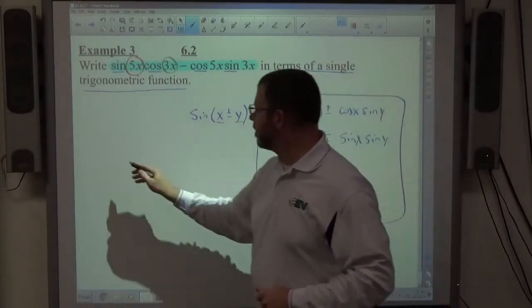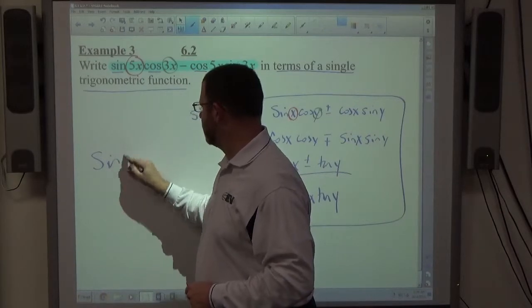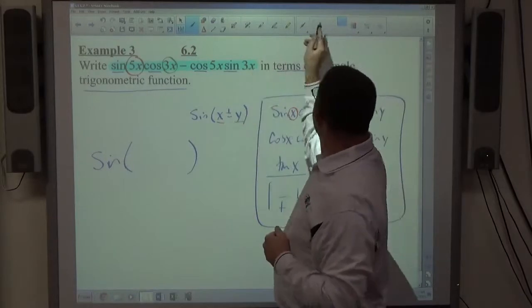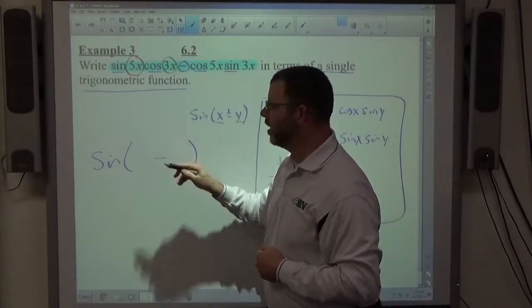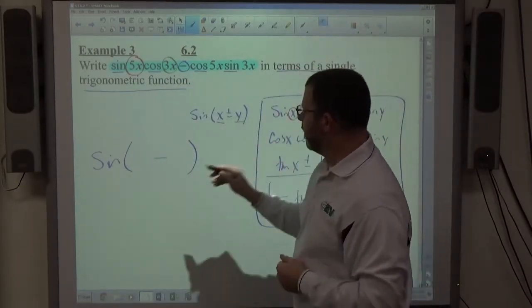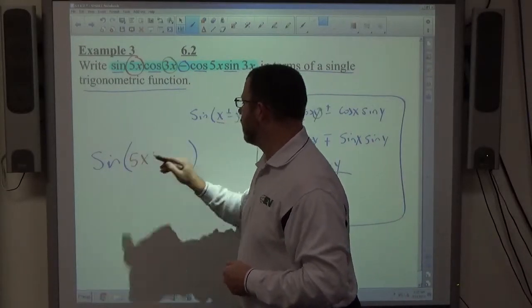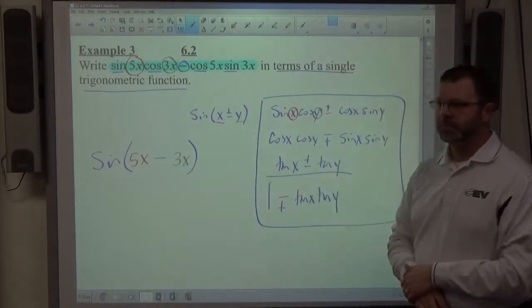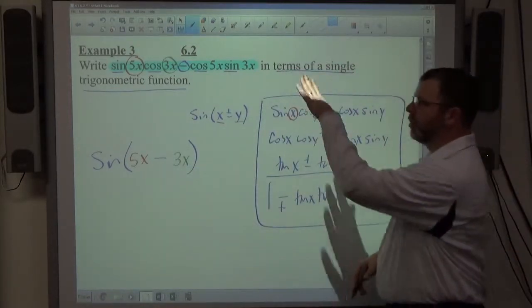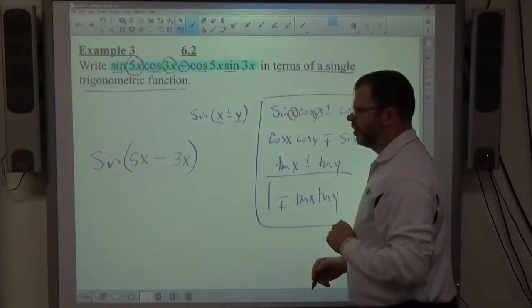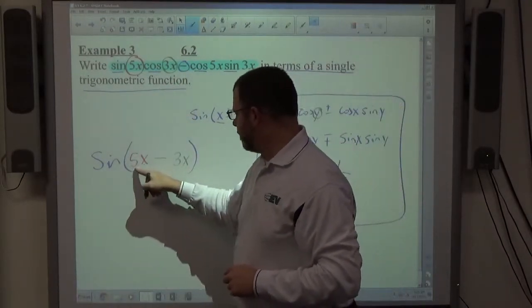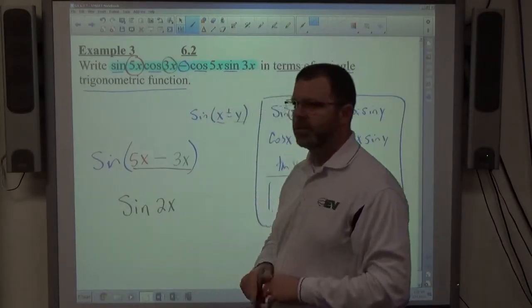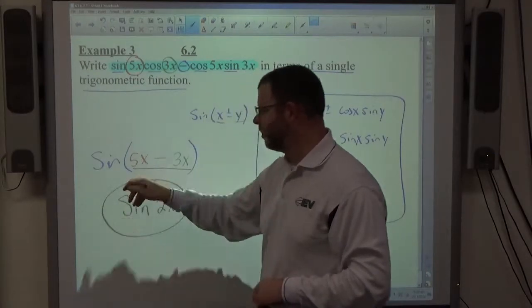So if I rewrite this thing, it's going to be sine parentheses. Plus minus means that the sign stays the same, so whatever the sign is up here is the sign that goes in here for sine. And then the first object is what x is, and we're calling that 5x, and the second object is what y is, that's 3x. So just like that, I transform what they've given me into a different structure. And then I just, if I combine my terms here, I get sine of 2x. So that expression is equivalent to this expression.